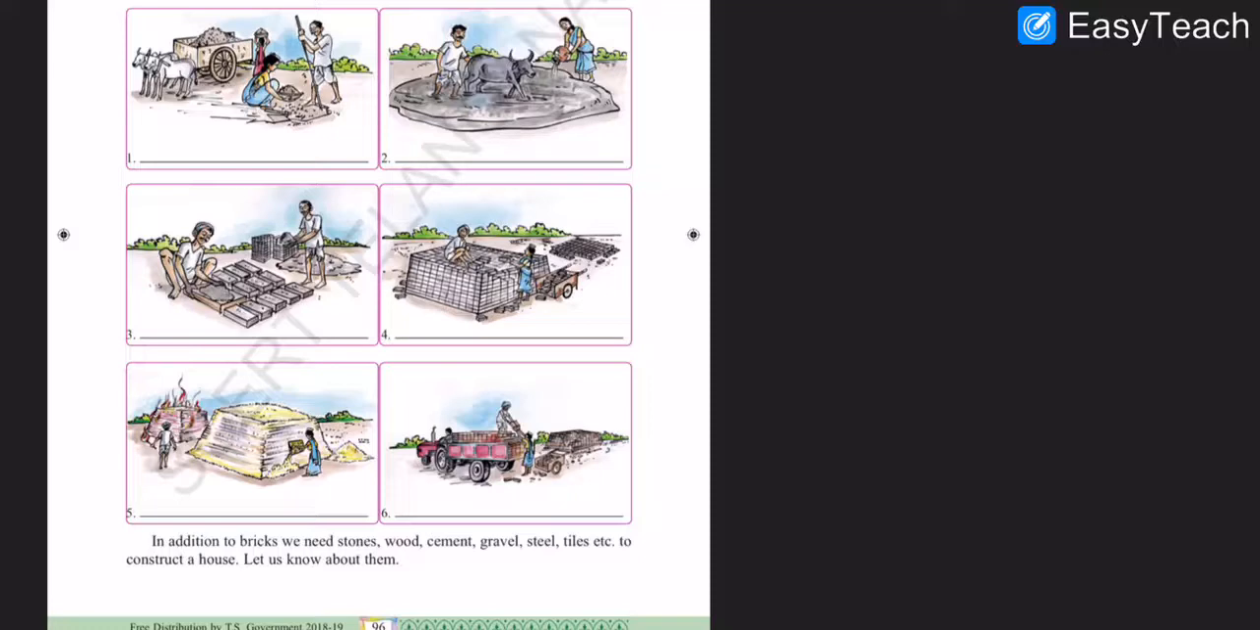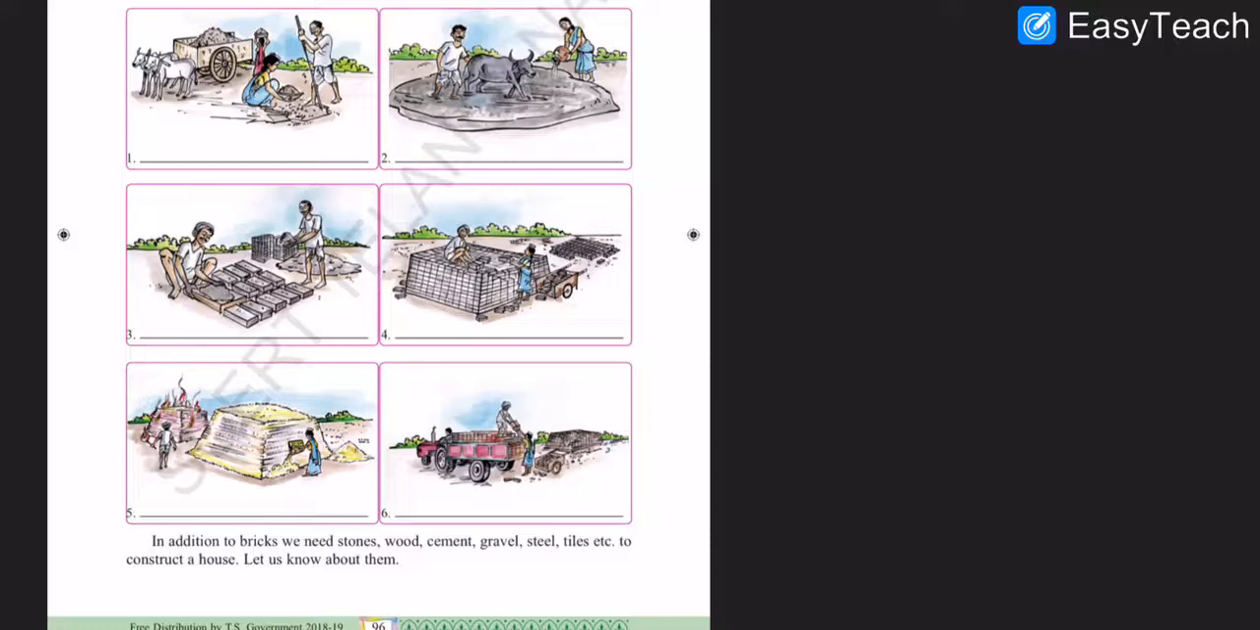And what are the tools required for constructing a house? They are hand drill, screwdriver, cutting pillars, hammer, plumb line, etc.